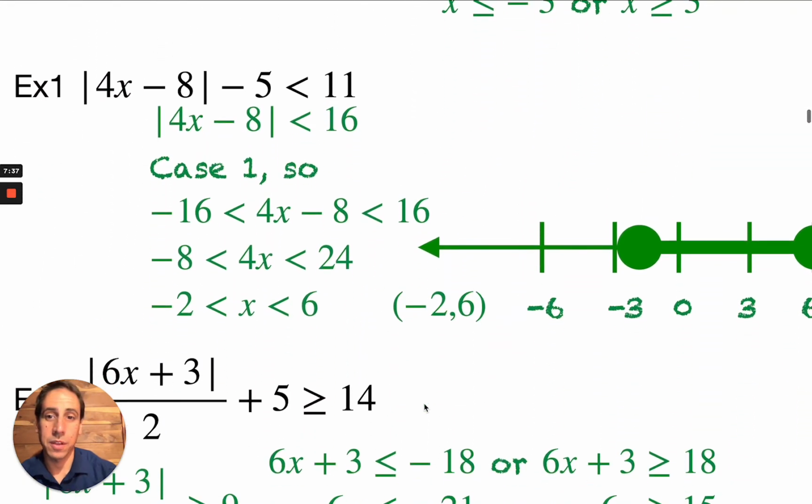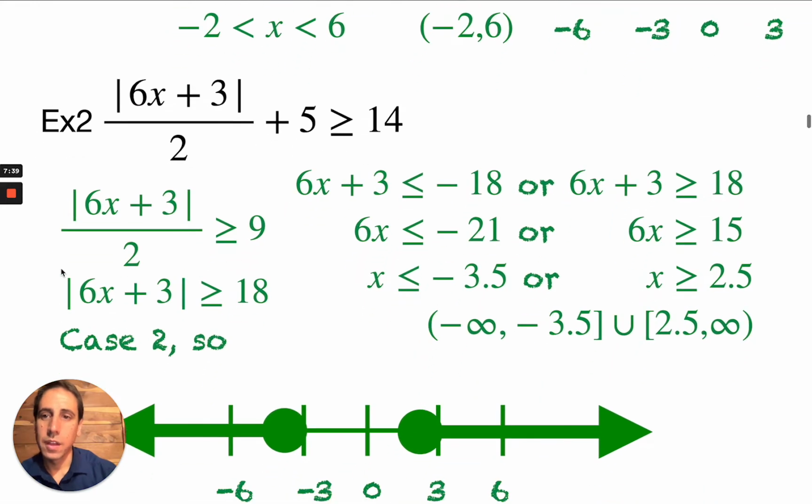So we'll do the same thing. We're taking this, and now we're going to rewrite it as 2 different statements separated by the word or. We've got 6x plus 3 on both of these statements. This was positive 18. This is the positive version, 18. The negative version has a negative 18. The positive version has the same symbol, greater than or equal to, and the negative version has a less than or equal to symbol.